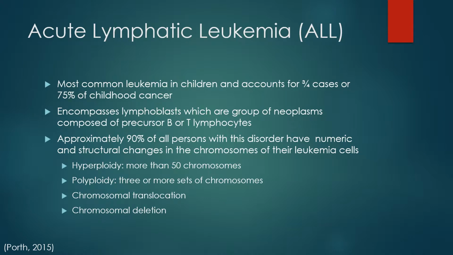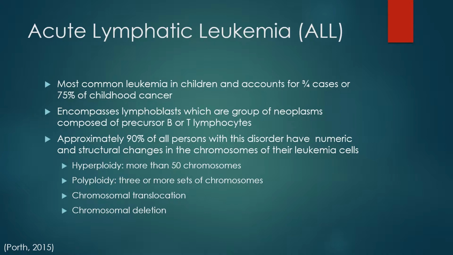Acute lymphatic leukemia is the most common leukemia in children, and it accounts for 3/4 of cases, or 75% of childhood cancer. It encompasses lymphoblasts, which are groups of neoplasms composed of precursor B or T lymphocytes. And in about 85% of cases, it's the B precursor that's involved.